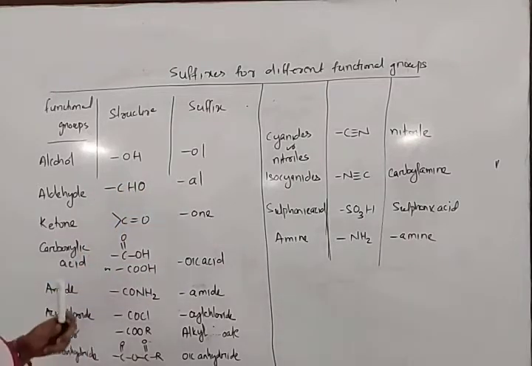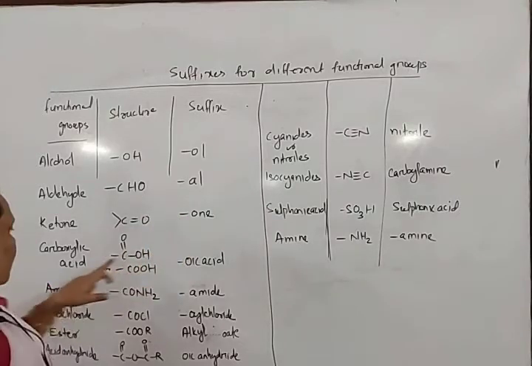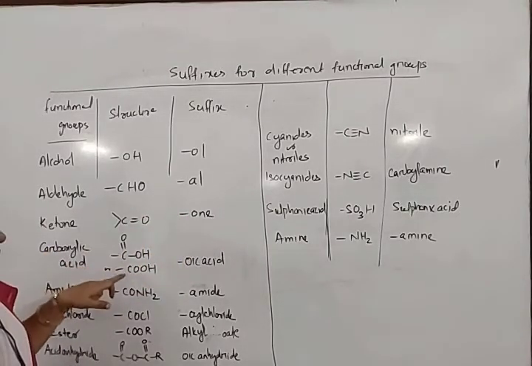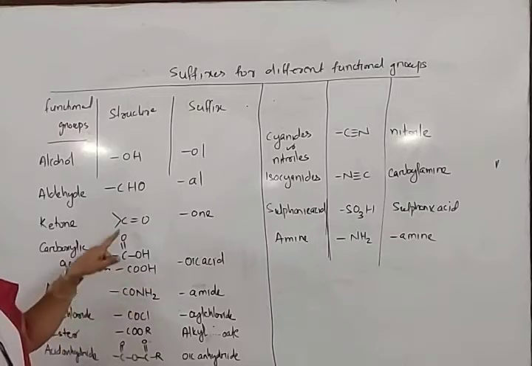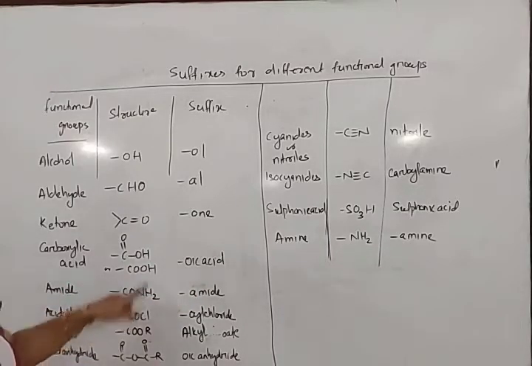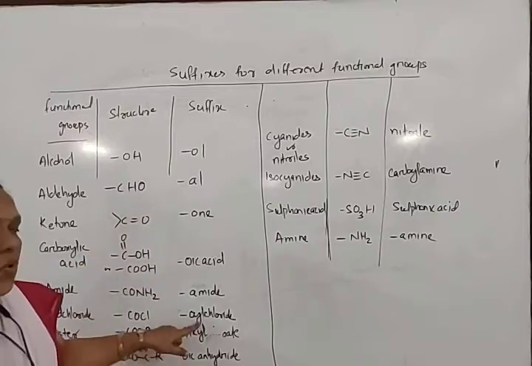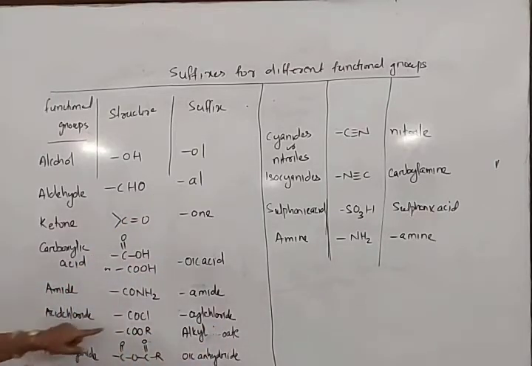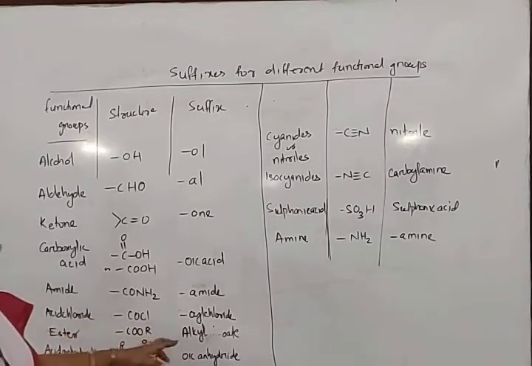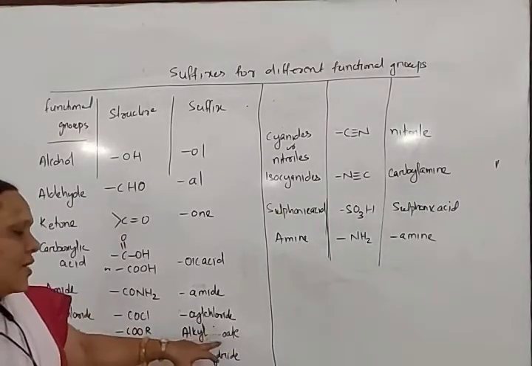Next, for ketone, the structure of the functional group is CO and the suffix used is one. Carboxylic acid, COOH, can be represented like this, or as C double bond OOH, and the suffix is oic acid. For amide, CONH2, the suffix is amide. For acid chloride, COCl is the structure and the suffix is oyl chloride. For ester, COOR, where R represents another alkyl group, the naming is alkyl alkanoate.